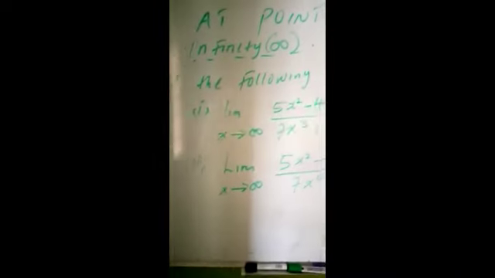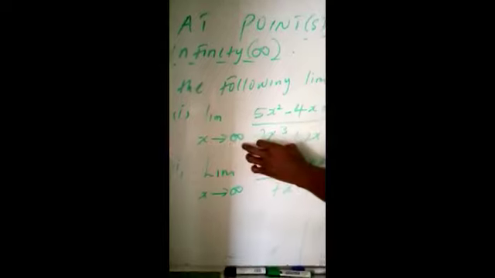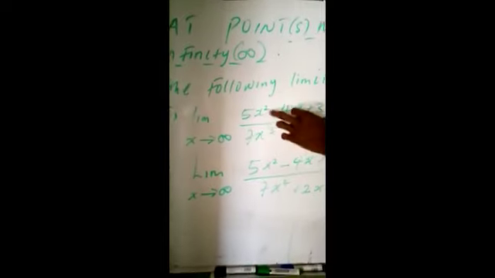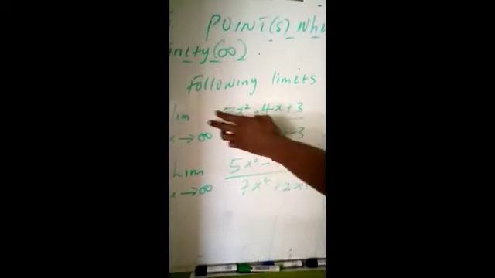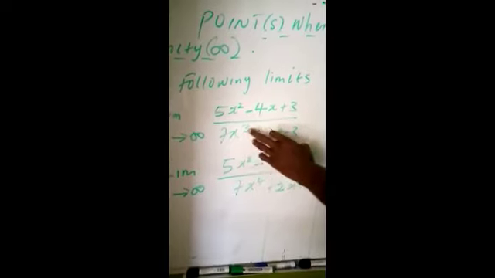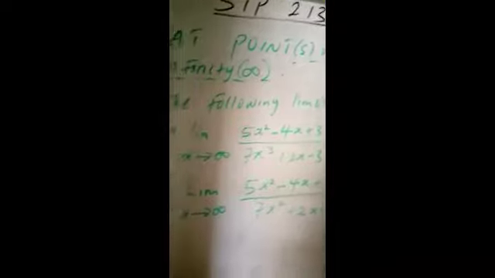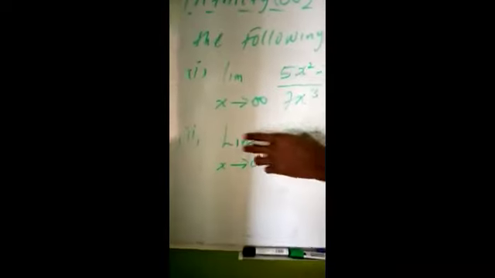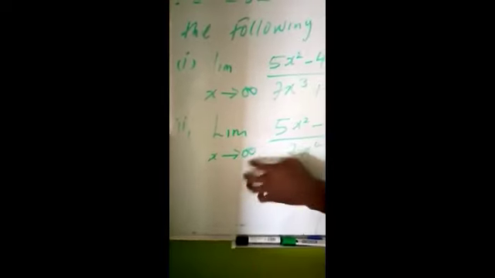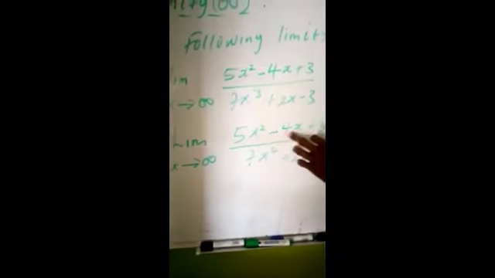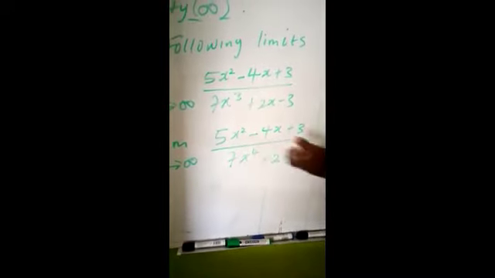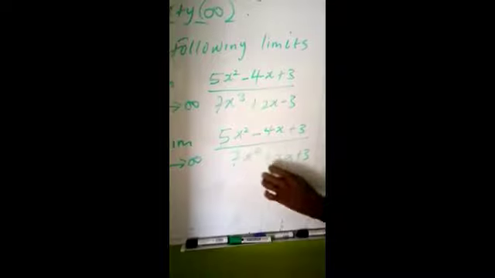Number 1: limit as s tends to infinity of 5s raised to power 2 minus 4s plus 3, divided by 7s raised to power 3 plus 2s minus 3. That is the number 1 question. Then number 2 question: limit as s tends to infinity of 5s squared minus 4s plus 3, divided by 7s raised to power 4 plus 2s plus 3. So see the method of how to do this one now.